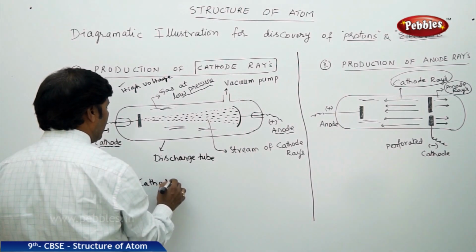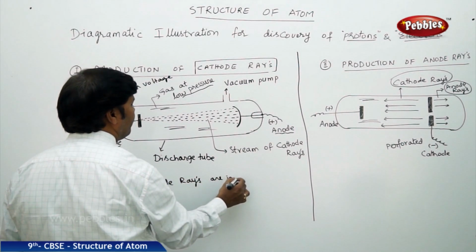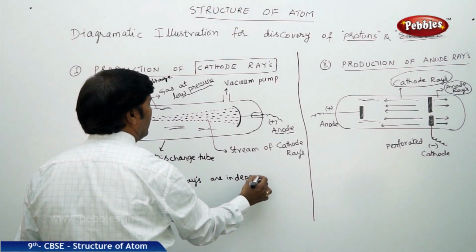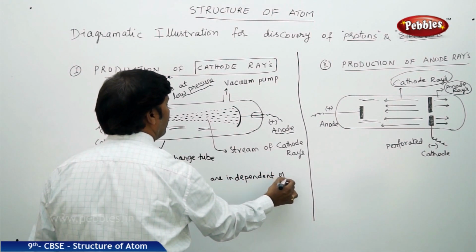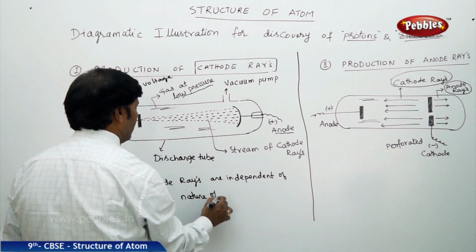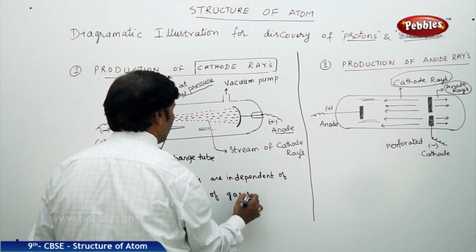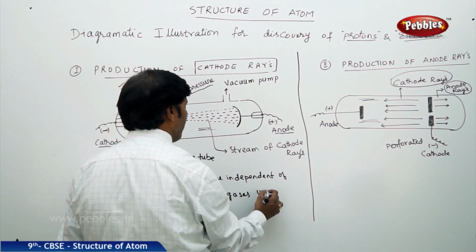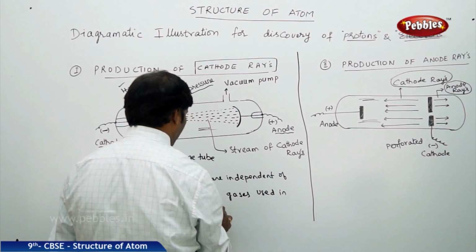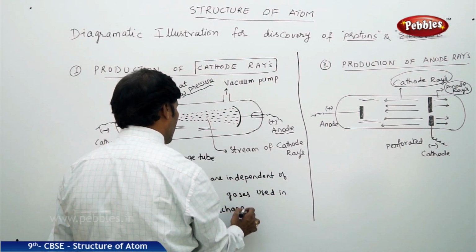the formation of cathode rays is independent of the nature of gases used in the discharge tube.